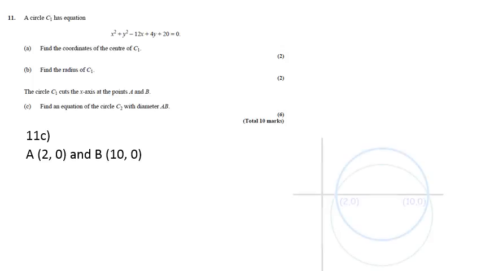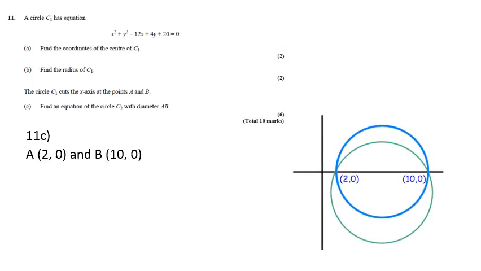At this point, it might be useful just to sketch a small diagram. I think diagrams for circle equation questions are really useful anyway. It just helps you see what they're asking you. So you can see the green circle is circle 1 and that passes through 2, 0 and 10, 0. But now we have a new circle that has the diameter of those 2 points. So if the diameter is those 2 points, then we need to find the length between those 2 points and the midpoint.